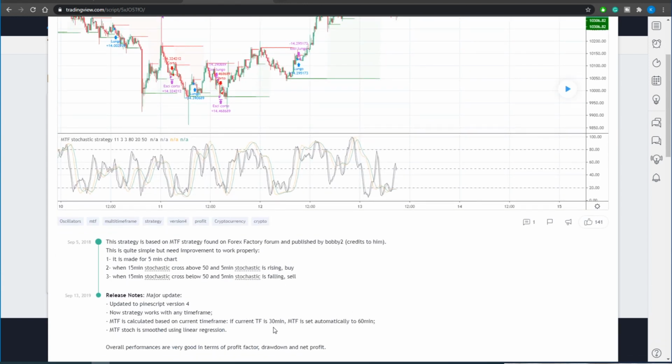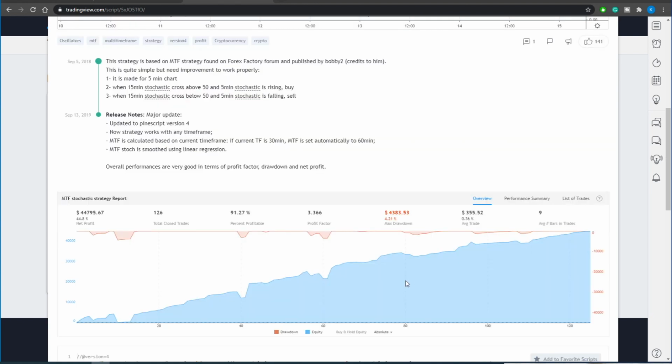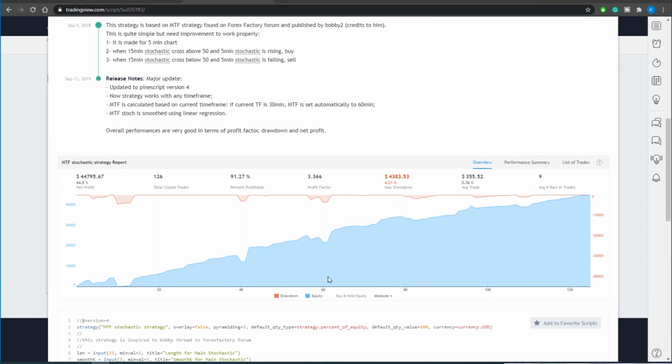So that's why we changed it, and MTF would be calculated on a lower time frame. So if you're trading on a 30-minute one, the MTF will be calculated on the 15 minutes time frame. At the same time, the backtest showed quite nice results, and we were able to achieve something very similar, however with larger volatility in comparison to the original script.